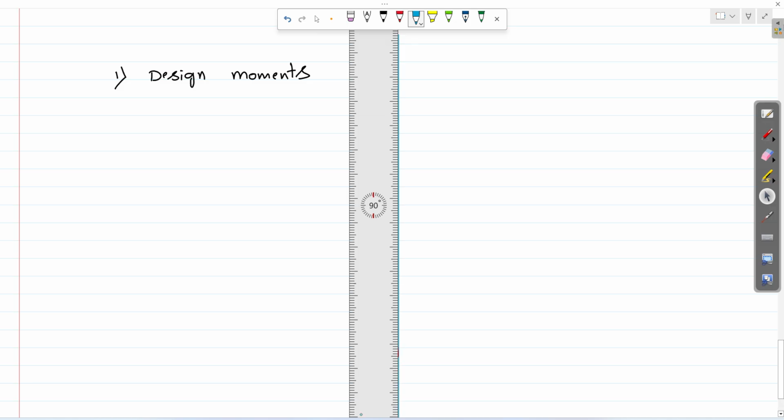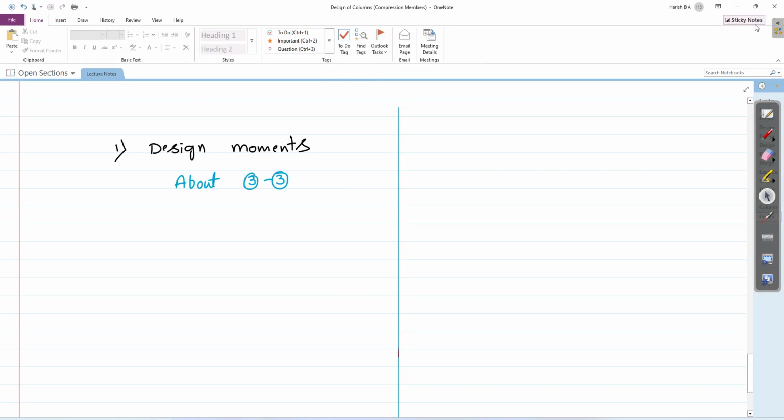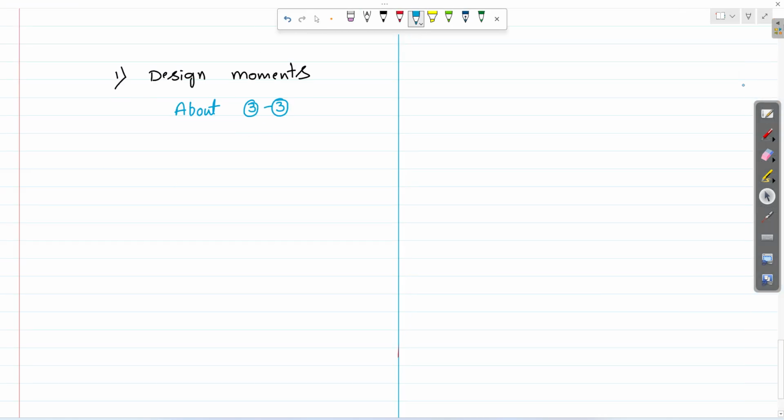So divide the page like this into two columns. So first, this column is about 33, and this is about 22.